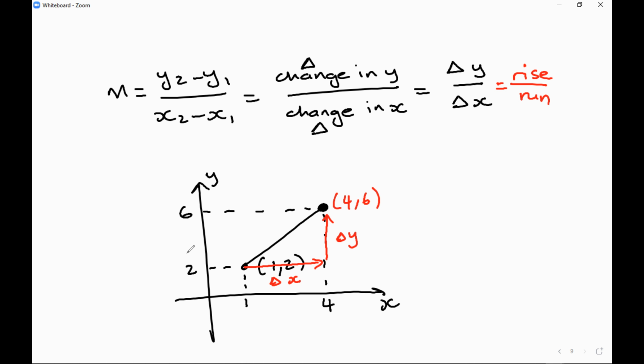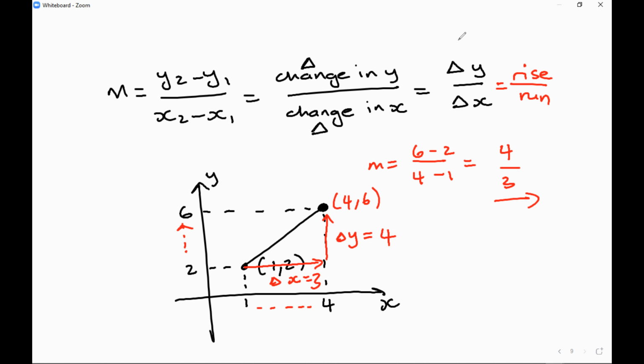Now, if I look at it, what is my change from 2 to 6? It's 4. So this is equal to 4. What is my change from 1 to 4? It's 3. And I know that if I substitute it into this formula, it's going to become 6 minus 2 over 4 minus 1. And that's how I got 4. 6 minus 2 is 4. And 4 minus 1 is 3. So the gradient is 4 over 3. All right, 4 thirds, basically.